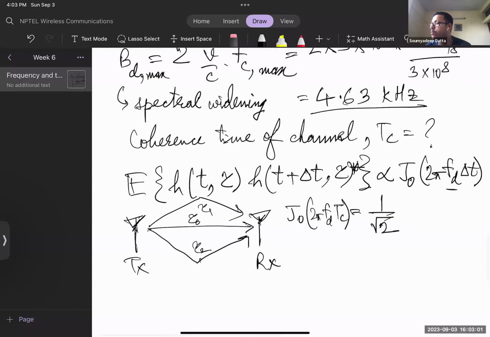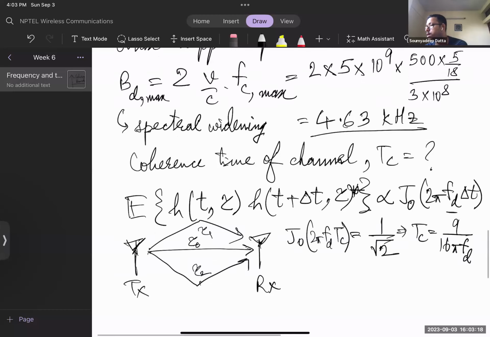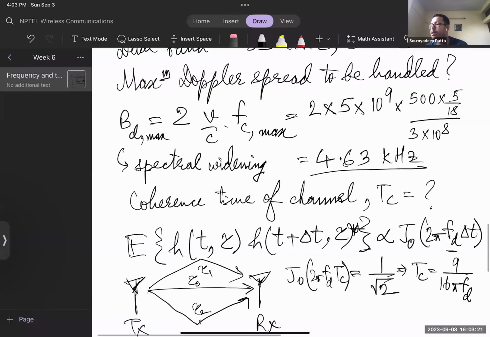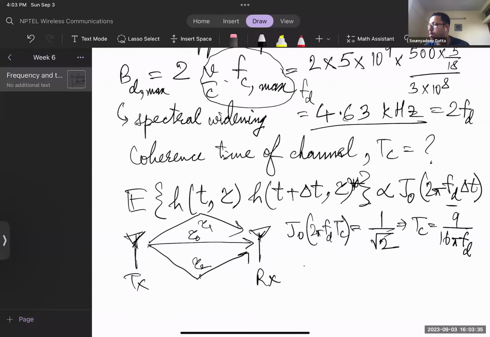If you solve using standard solvers, you will get TC equal to 9 by, as explained in the lecture, Doppler frequency. This is the value that you put. We already calculated spectral widening, which is nothing but 2 times FD, where FD is the maximum Doppler. So FD will be something like 2.31 kilohertz. You can calculate the coherence time accordingly.